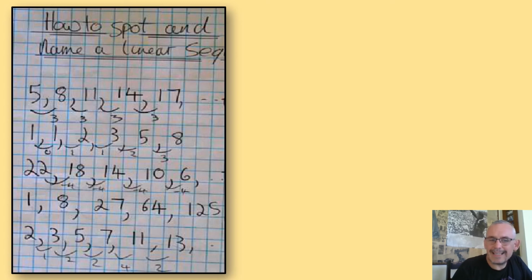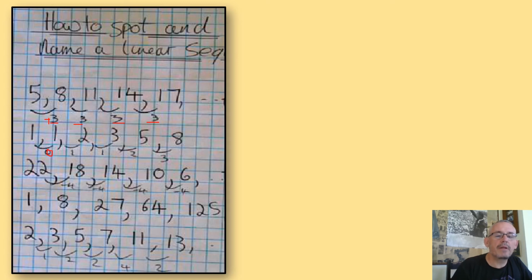This sequence here is linear because it goes down in 3s. The break number, the difference, is the same each time. Not down in 3s, goes up in 3s, plus 3 each time. Sorry about that.